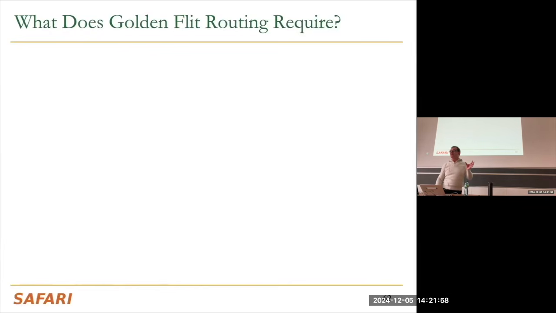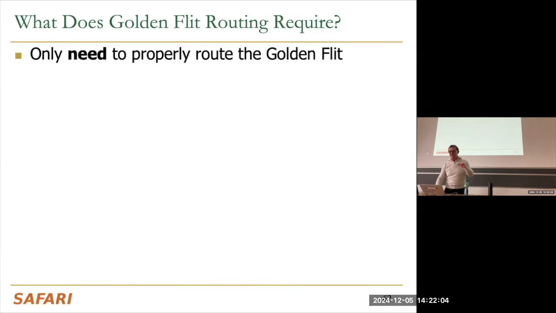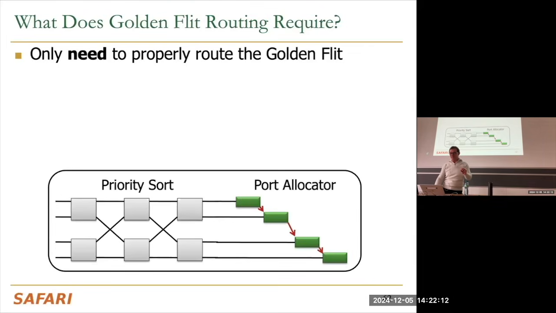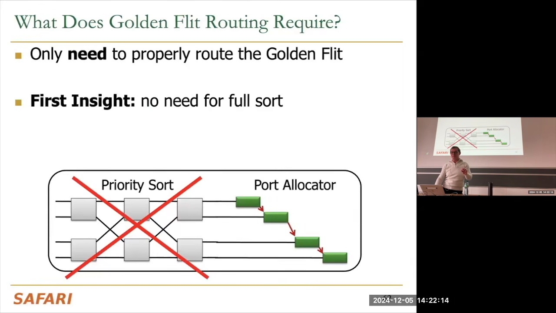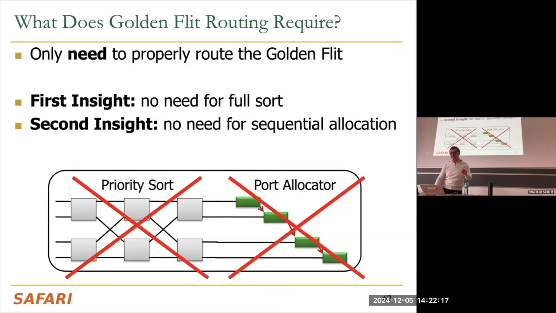So this is the minimum requirement again. We're kind of taking an extreme position over here, right? If there's another minimum, let me know. So now your routing decision becomes much simpler. You only need to properly route the golden flit. You don't care about an order. Essentially, the priority sort is gone, no need for full sort, and no need for sequential allocation.